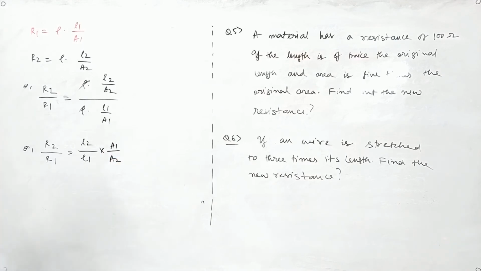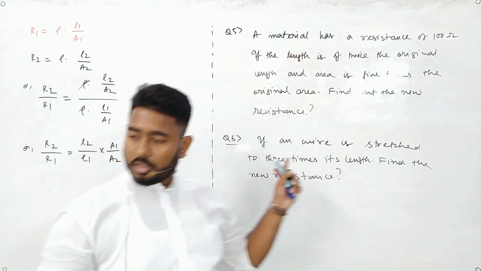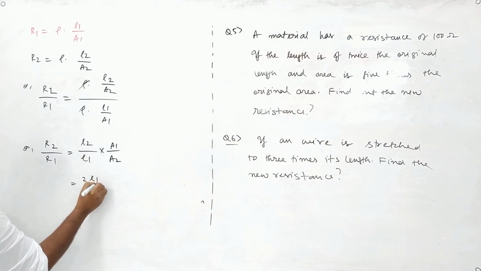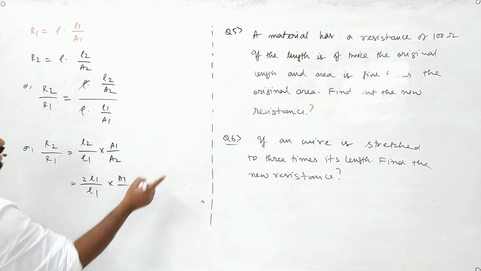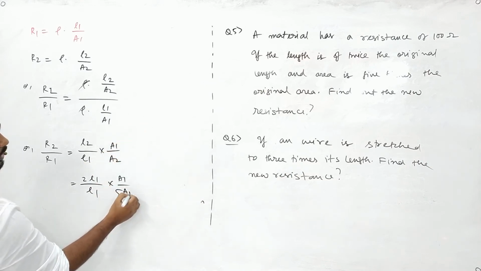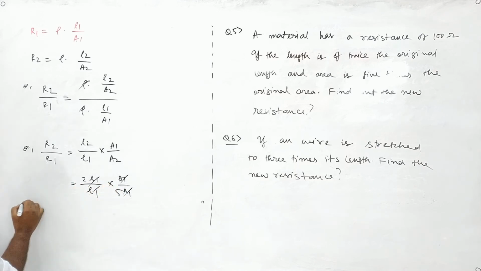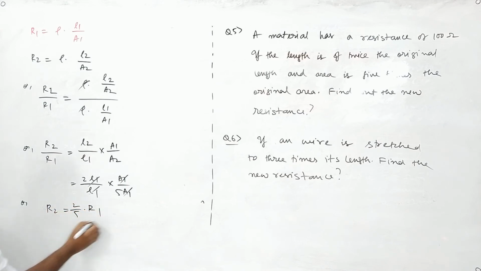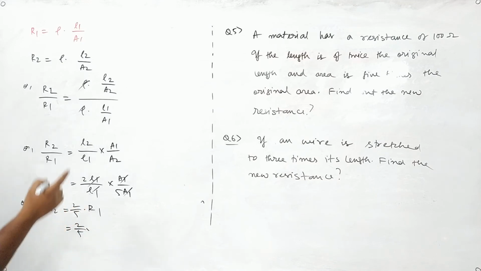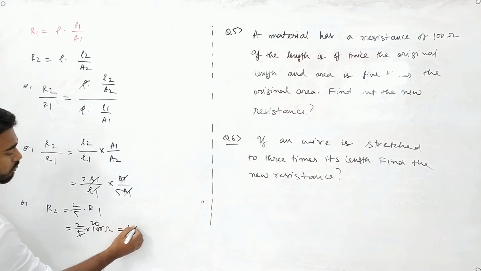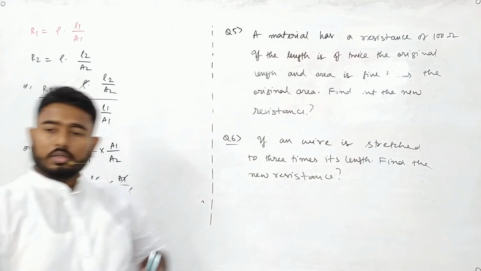Okay, it is said that the new length is twice the original length. So can it be written as 2L1 by L1? And new area is 5 times the original, that is 5A1. So L1 will cut out, A1 will cut out. Now this is R2 by R1, so R2 will be equal to 2 by 5 times R1. R1 is 100 ohm, so this is 20, that will be 40 ohm.